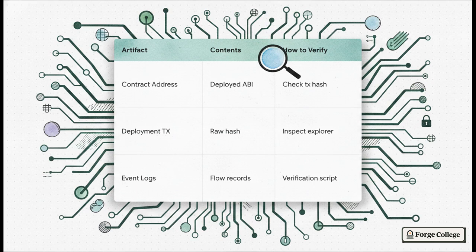Think of this like a map, linking your deployment artifacts to exactly how an auditor is going to verify them. Notice the strict accountability here. If you claim a contract is deployed, the reviewer absolutely must be able to check the transaction hash. If you claim an event fired, there needs to be a log. It's all about removing the guesswork for whoever is reviewing your work.